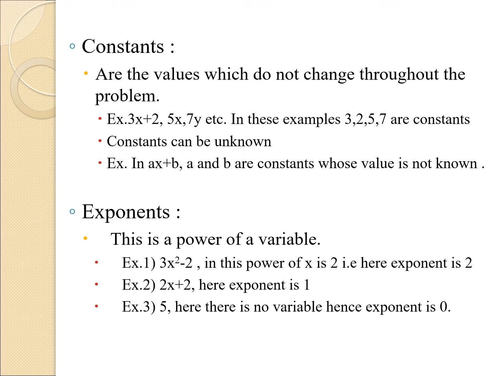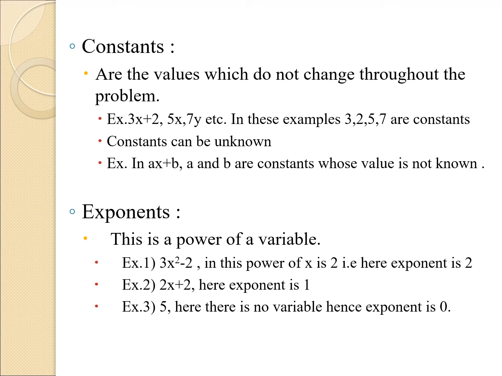Then exponent. Next is the exponent. This is also an integral part of an algebraic expression. We must know what an exponent is. So what is an exponent? This is the power of a variable. In any algebraic expression, whatever the power of any variable is, that power is called an exponent. So in this very first example, 3x square minus 2, what is the exponent of x? It is 2. The power is 2, so its exponent is also 2. In the second example, 2x plus 2, the exponent is not mentioned. That means here the exponent is 1.